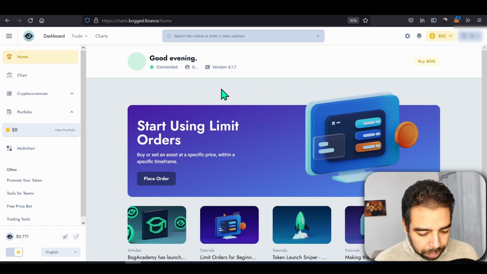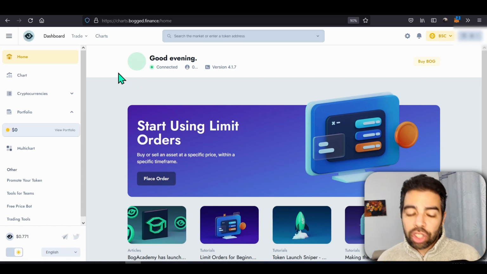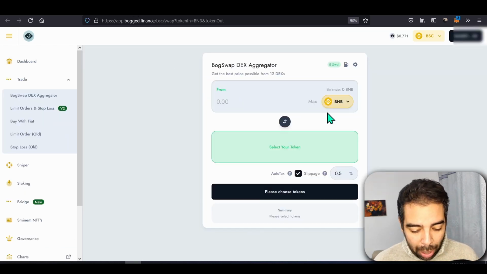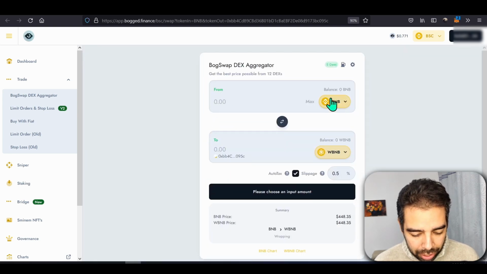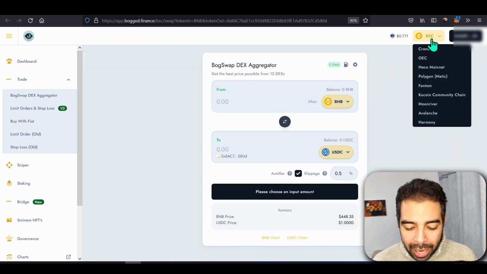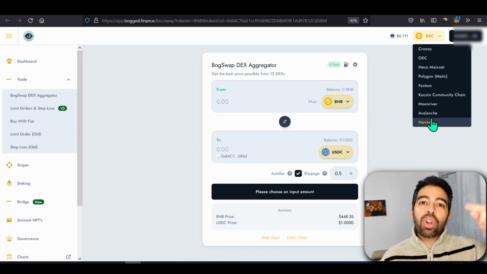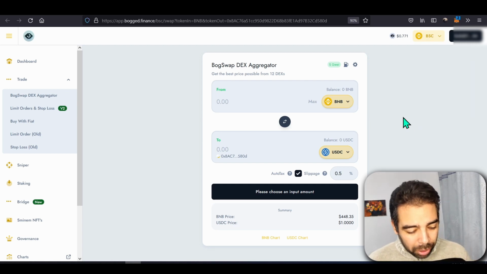So first of all, this is the website, Bogged Finance, and you can do many things. You can do charting. I mean, you can see the charts. You can do swaps of different coins, whatever coin you want, Bogged Finance, Wrapped BNB, or whatever you want to do here. And you can actually do it through many exchanges. It's an aggregator of DEXes, so you can do swaps of coins in all these networks in many DEXes. But that is not the most important.